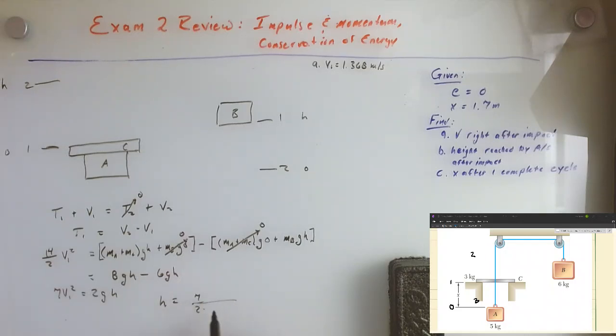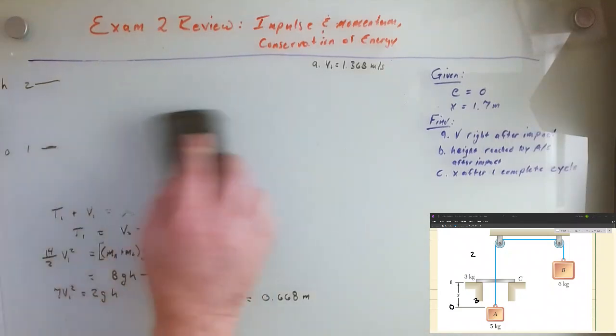make this a bigger fraction, 9.81. V1 squared is 1.368 squared. Okay, and what does that give us? Well, let's see. 7 halves times this guy squared divided by 9.81. Alright, and that gives us 0.668 meters, right? Okay, sweet. So now we have B.